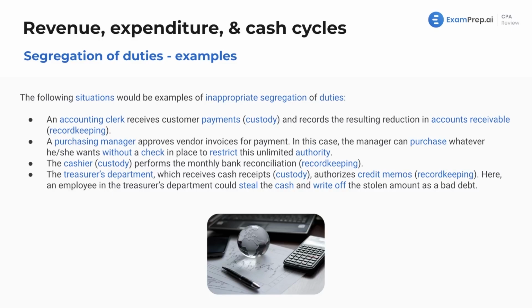Here are examples of inappropriate segregation of duties. Well, if we have an accounting clerk who receives customer payments and records the resulting reduction in accounts receivable. In this case, this is someone receiving cash. Now, I don't care who this is. It's the accounting clerk or whoever it is, receives payments and then records. So it doesn't matter who it is, right? It's the fact that this person is receiving cash and then doing a record keeping function. That is definitely a breach of segregation of duties.